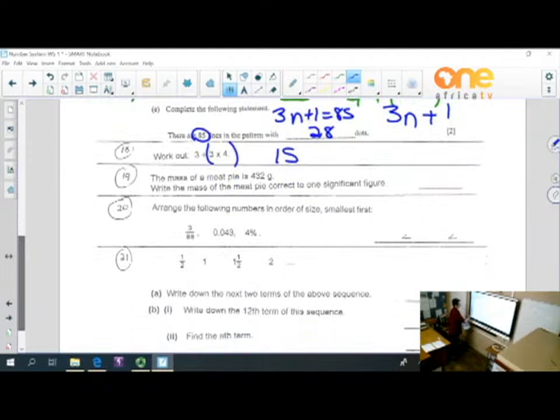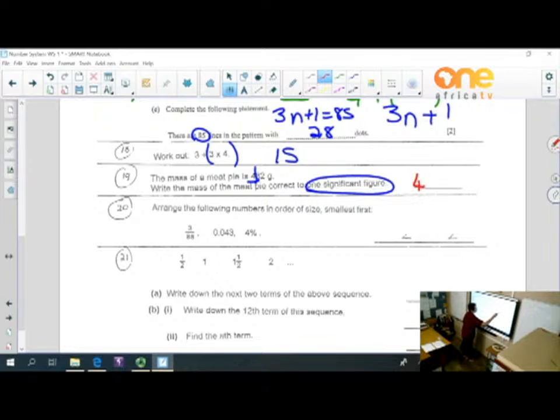Question 19. The mass of a meat pie is 432, correct to one significant figure. So what does that mean? Write the mass correct to one significant figure. This is where one significant figure is. So will the 32 influence that one? No, because it's not more than half. But I need to keep the place value. You can't throw that away. It's not 4. I must keep the place value.